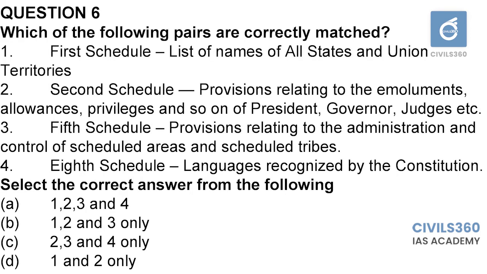Question number 6. Match these schedules of the Constitution to what they contain. Statement 1. First schedule, list of names of all states and union territories. Next, second schedule, provisions relating to the emoluments, allowances, privileges and so on of the president, governor, judges, etc. Fifth schedule, provisions relating to the administration and control of scheduled areas and scheduled tribes. Eighth schedule, languages recognized by the Constitution.